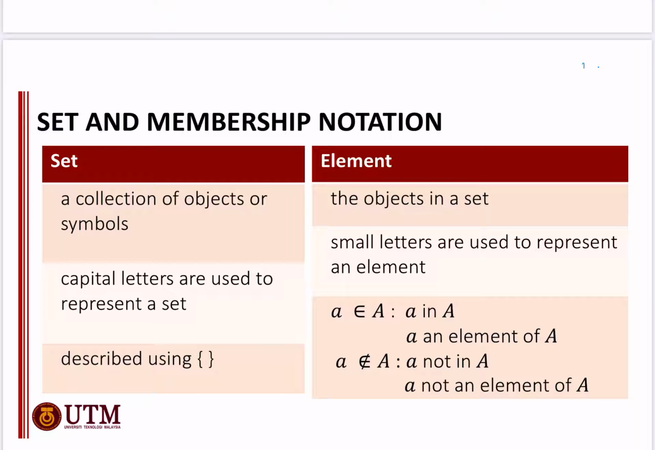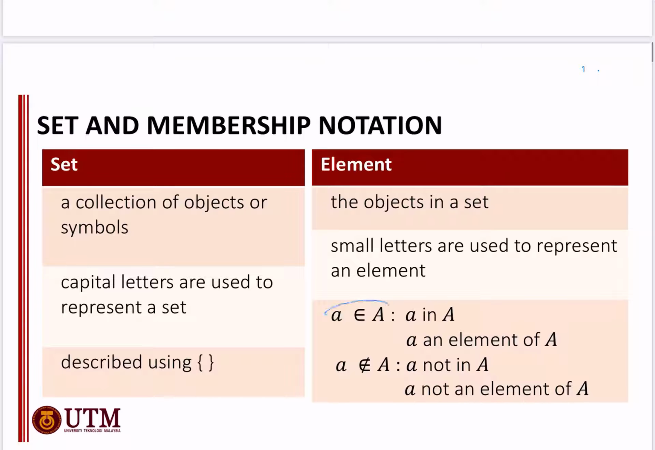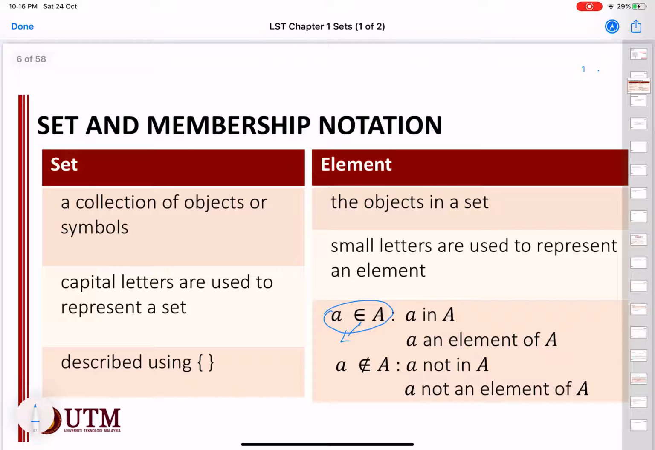A set is described by using these braces. If I write here a ∈ A, this is the symbol of element of, or membership symbol. It means that a is in A, or a is an element of A. But this symbol ∉ means not in, or not an element of A.